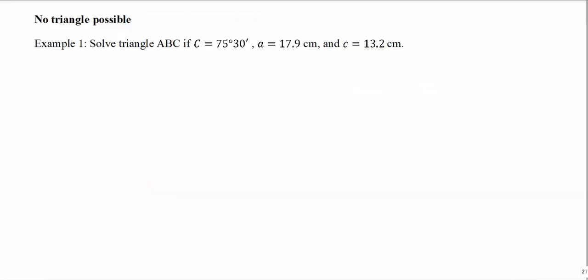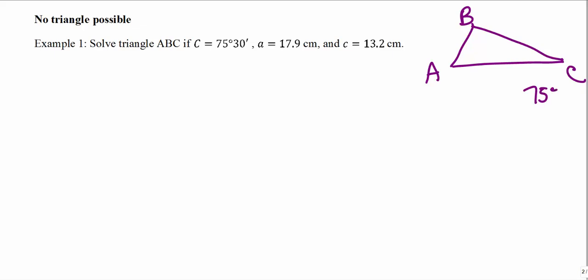Here in example 1, we will see that no triangle will be possible. We are asked to solve triangle ABC if angle C is given to us as 75 degrees, 30 minutes. Side A is 17.9 centimeters and side C is 13.2 centimeters. I recommend when you're on the test or in your homework, draw the triangle ABC first so we can see what, if any, congruence axiom we might be working with. We have angle C. We're going to go ahead and label that. We know side A.